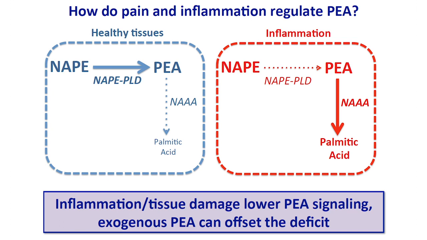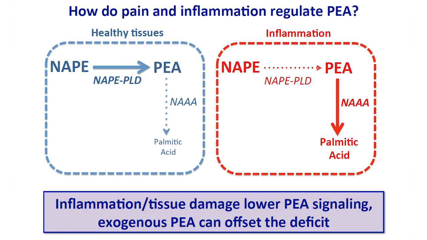In inflammation and in painful states, look, PEA is much less. I told you that, right? Why? Well, because the enzyme that makes it, NAPE-PLD, goes down. The expression of this enzyme, we say the transcription, is downregulated. And the expression of the enzyme that destroys PEA, making palmitic acid, is increased. So it's a double whammy. Less production, more degradation, less PEA.